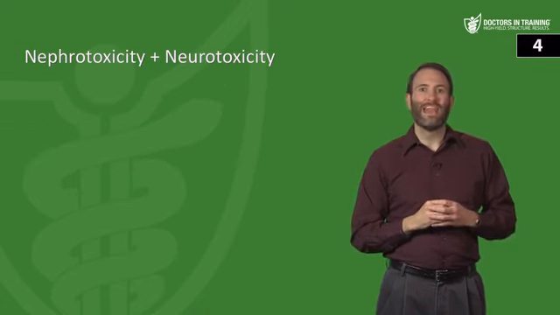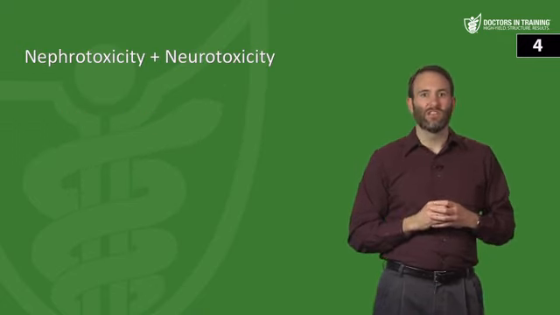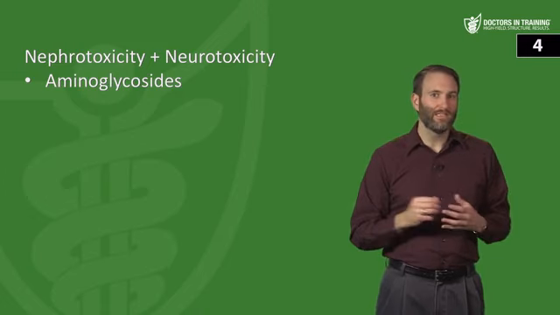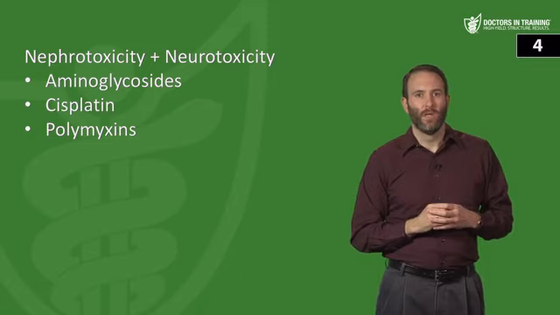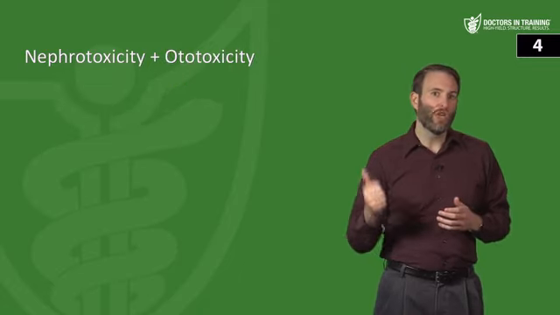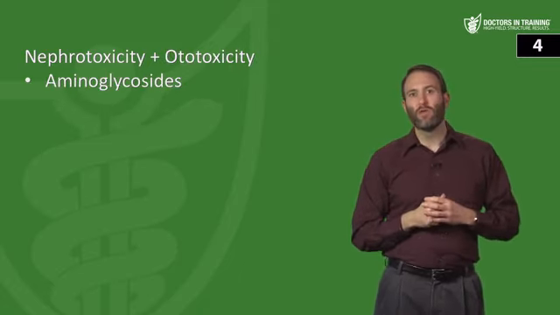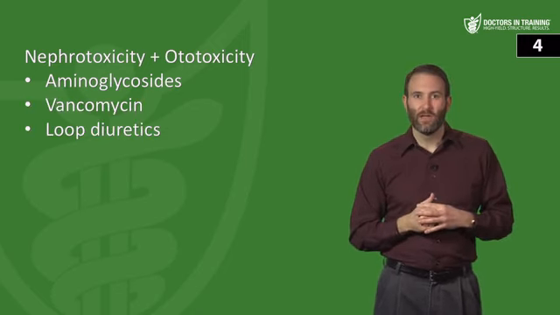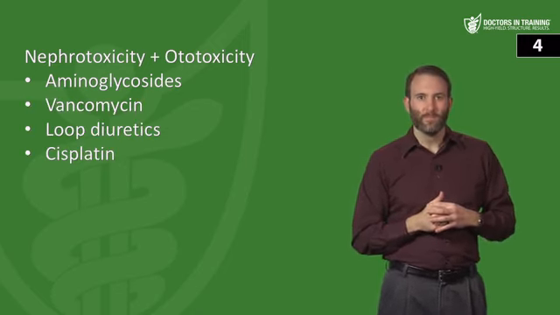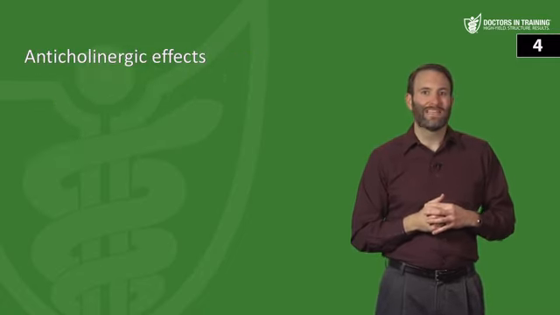Next, we have drugs with nephrotoxicity and neurotoxicity. That's going to include the aminoglycosides, cisplatin, and then the polymyxins. And then drugs that are both nephrotoxic and ototoxic are going to include the aminoglycosides, vancomycin, loop diuretics, and then cisplatin. And then anticholinergic side effects.